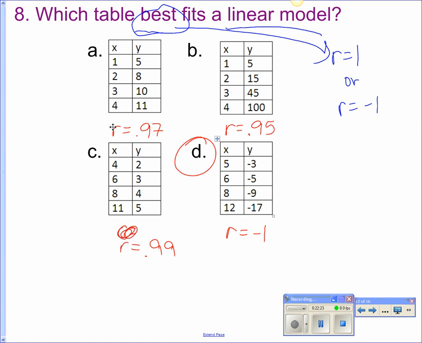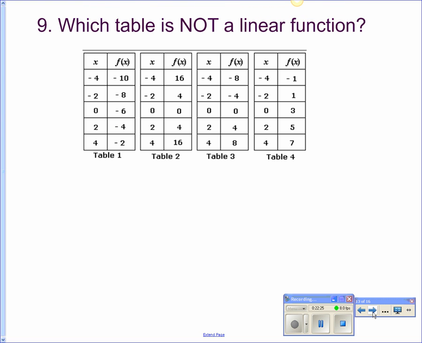Okay, the next one, number 9, says which table is not a linear function? Which one is not a linear function? What should it be if it's not a linear function? What should the R value not be? Well, it might be 0, close to 0, but it can't be what? 1. All right, so it cannot be 1 or negative 1 because it's saying, yes, it's not a linear function.